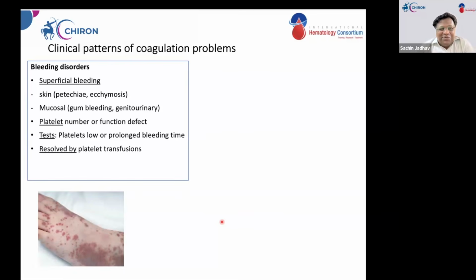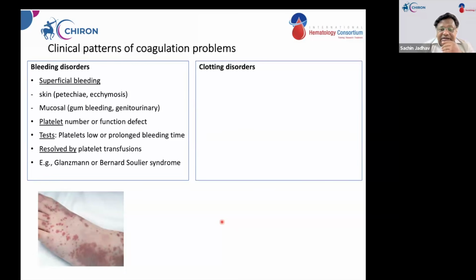How do we treat these patients? We have to give them platelet transfusions, right? Pretty simple. And problems with platelet function can be due to drugs, aspirin, etc. Or they can be inherited congenital problems such as Glanzmann thrombasthenia or BSS, that is Bernard-Soulier syndrome. So this is one pattern of hemorrhage, that's bleeding.